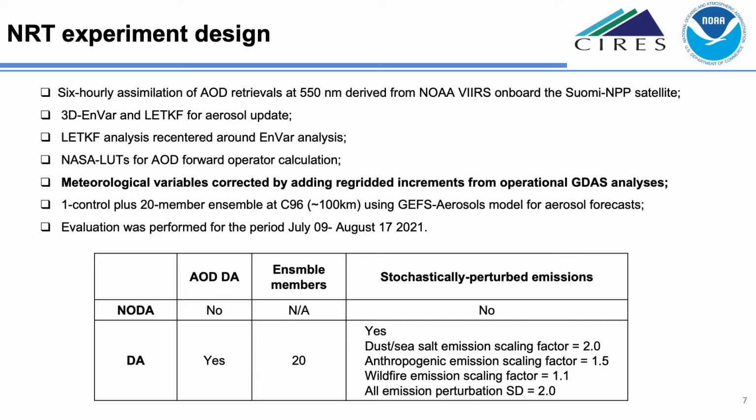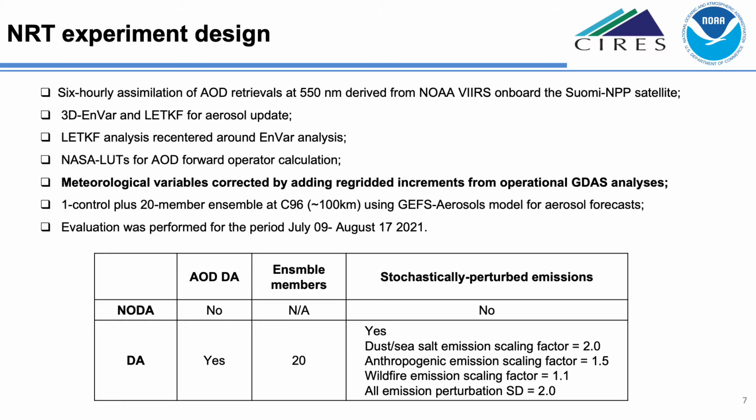This slide shows our NRT experiment design. We performed 6-hourly assimilation of AOD retrievals at 550 nanometer from various instruments on board NOAA and SNPP satellites. 3DVar and LETKF are used to update aerosol species. The LETKF analysis is recentered around the 3DVar analysis. The NASA lookup table is used to calculate the AOD forward operator. For computational considerations, the meteorological variables are not directly updated in our data assimilation step. Instead, they are corrected by adding regridded increments from the operational GDAS analysis. And we run one control plus 20-member ensembles at a resolution of about 100 km using the GOCART aerosol model.